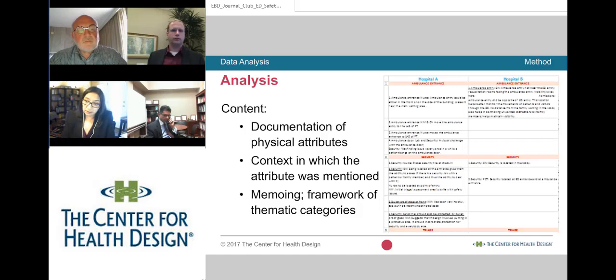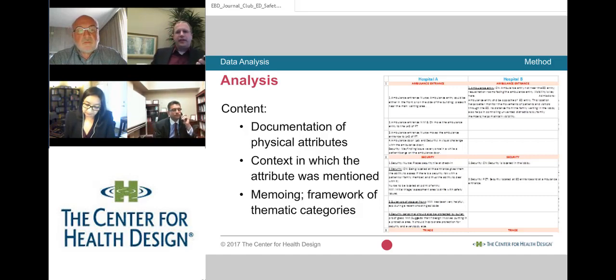At the final process of the analysis, we collated all the information under separate thematic categories, as can be seen in the picture on the slide. Each thematic category referred to a physical aspect within the ED. And that is where we concluded our analysis and went on to talk about the findings.